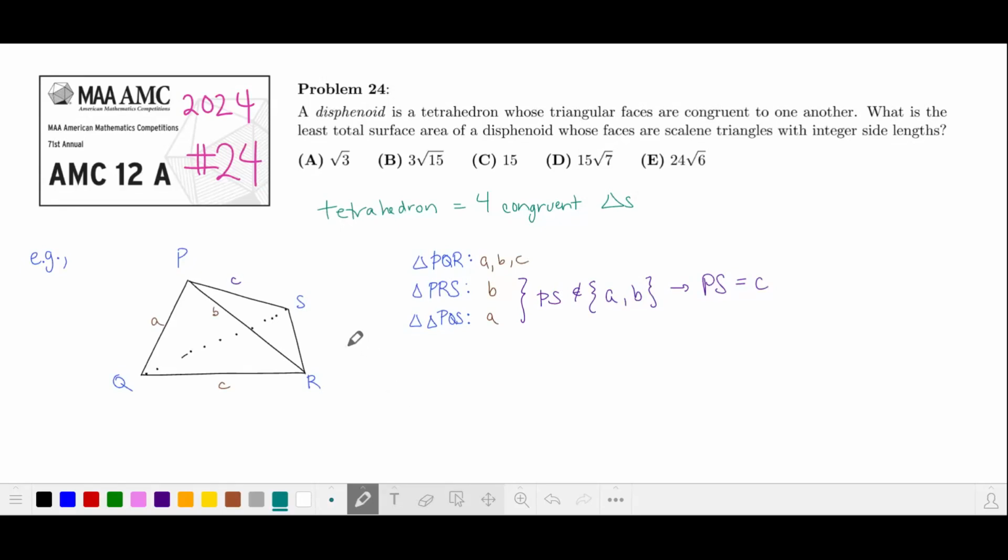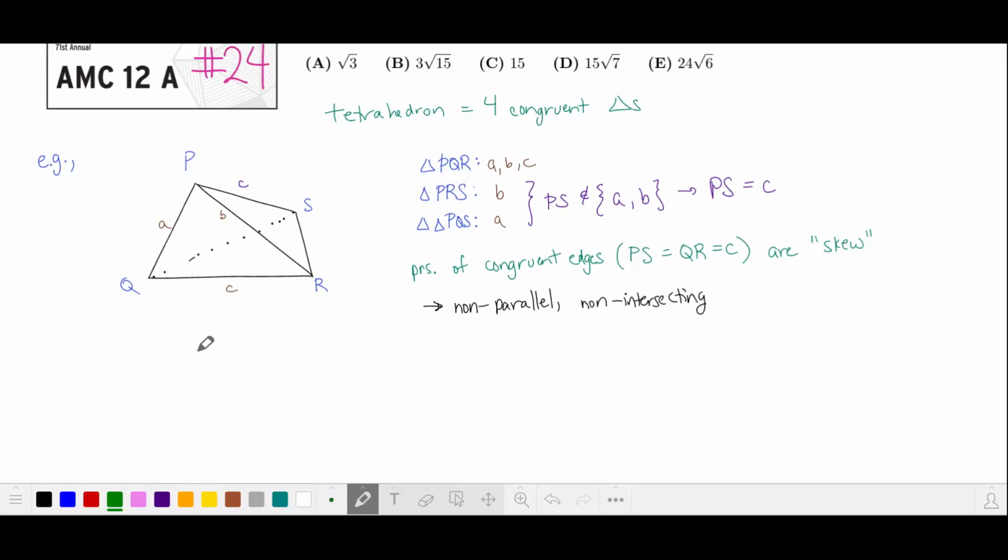We can continue this and complete the rest of the lengths of the edges, and we will see that pairs of congruent edges, for example, PS and QR, will be skew. This means these edges are non-parallel and non-intersecting. By the symmetry of this tetrahedron with 4 congruent triangles, the edges can form the diagonals of a rectangular prism.